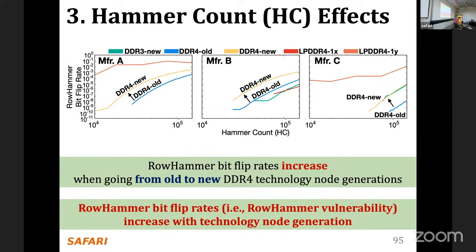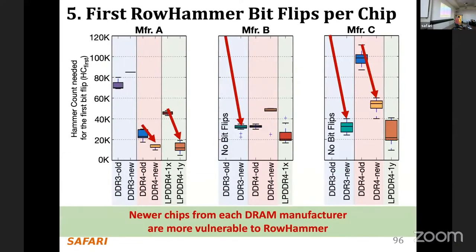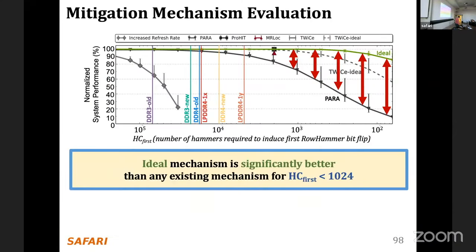Basically, technology is not on your side. So what's going on? Are the DRAM manufacturers correct? We'll see that. Okay, I'm going to skip these because I've said them already. And then the other study that we did in this paper was to evaluate the mitigation mechanisms. So these are different mitigation mechanisms and their system performance impact. 100 is the best performance. If you go to 0%, you basically are not running your program anymore.